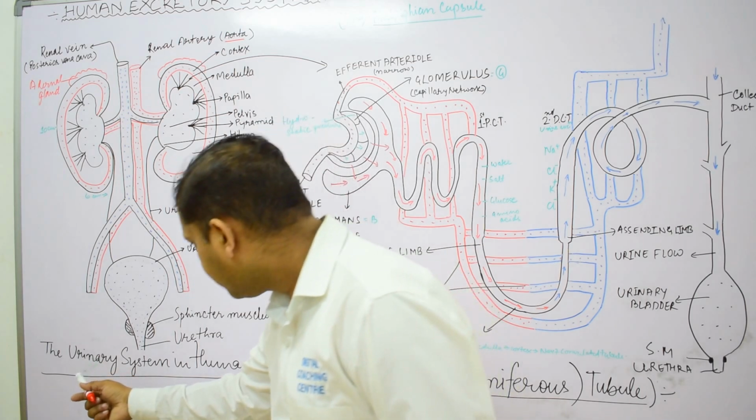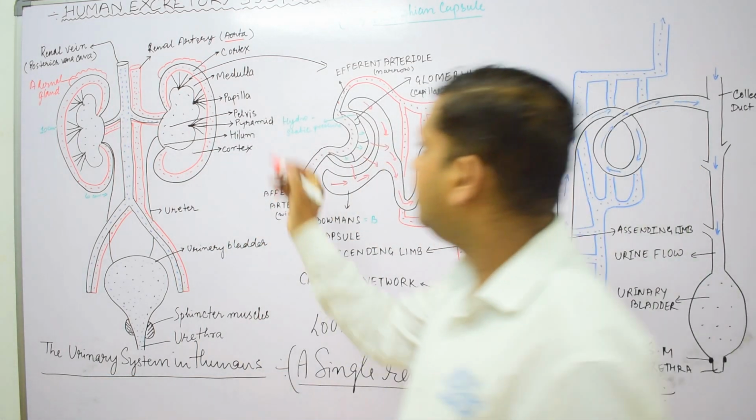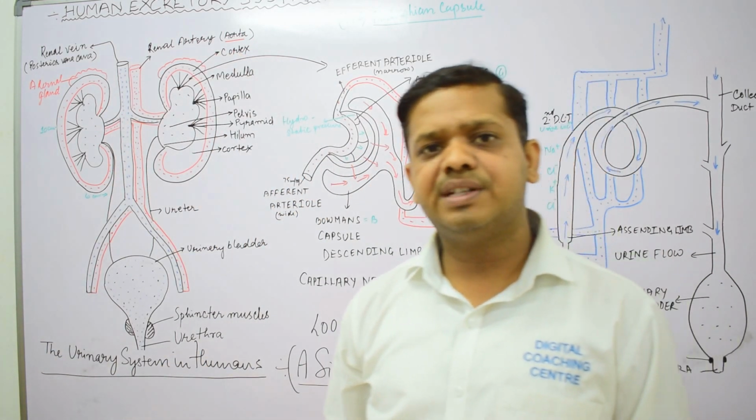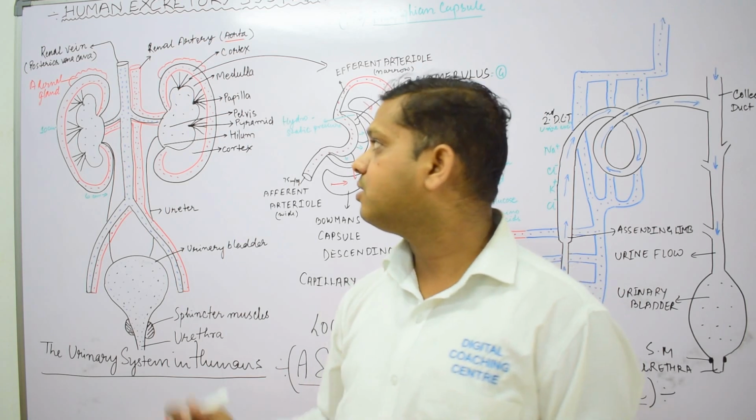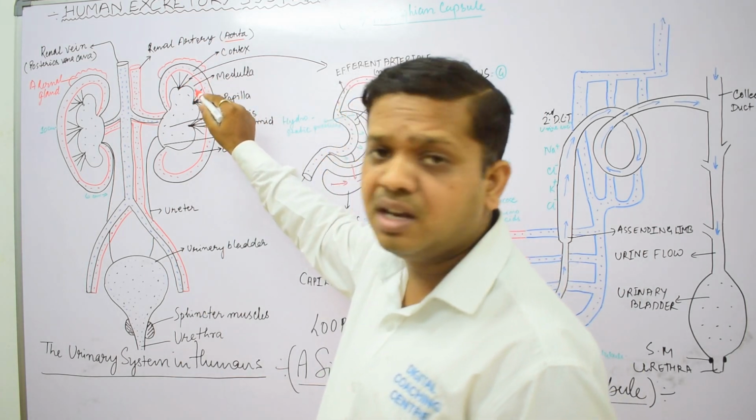Now you will see this is all about the urinary system in humans. As we know, what is the unit of the kidney? The unit of the kidney is known as the nephron. A number of fine tube-like structures, or tubules, are known as nephrons.